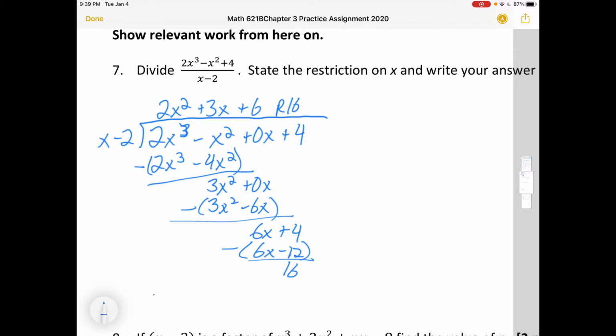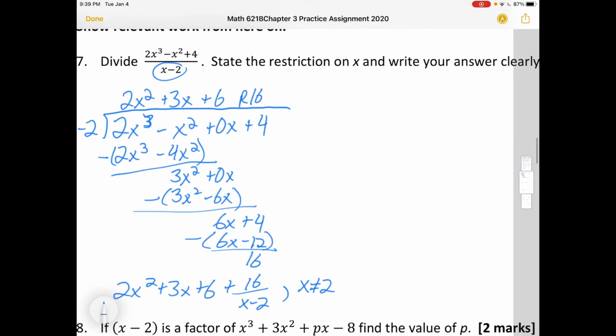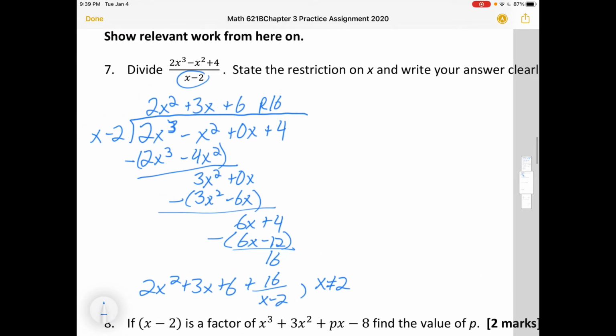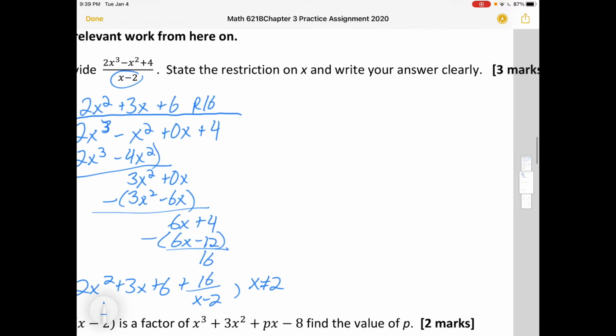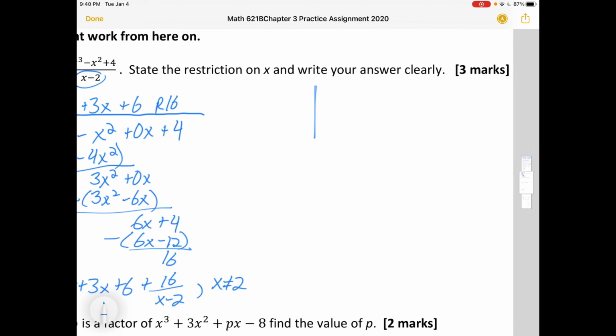So the way we should write the answer in the end is that we have this plus 16 over x minus 2. And the restriction on x, you can see it right here. X can't be 2 because you can't divide by 0. Now, if I did that with long division, I'd probably want to check with the remainder theorem to make sure that my remainder is correct, and that means I'm probably okay. Or we could just do synthetic division to check.